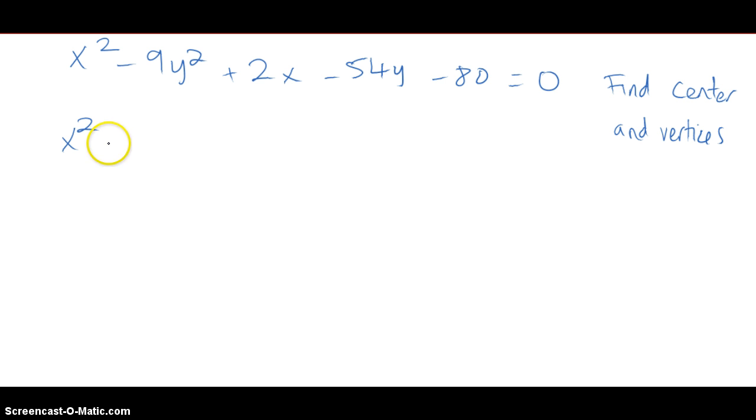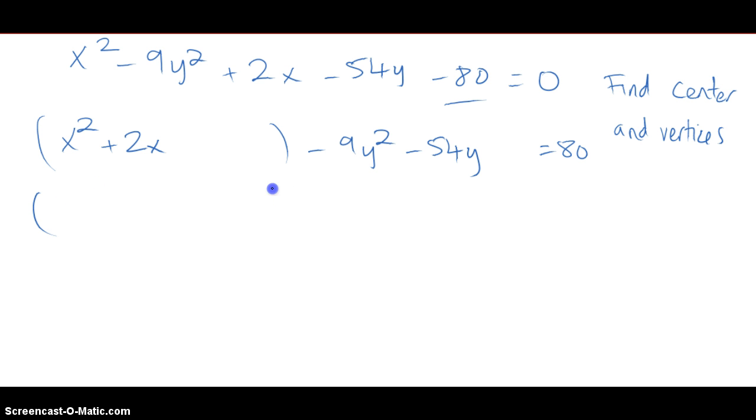We have x squared plus 2x, and then I'm going to leave a gap. And then I'm going to get my minus 9y squared together with my minus 54y. I'll leave a bit of a gap, and I'm going to take this negative 80 to the other side so that it becomes positive. And now I'm going to start completing the square.